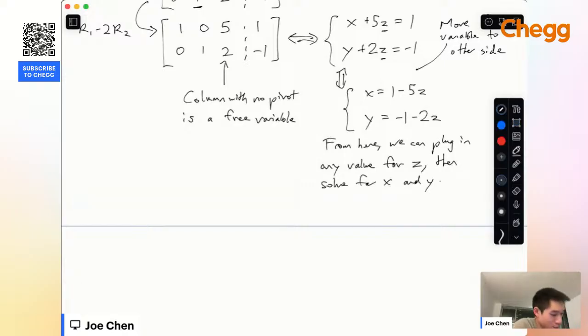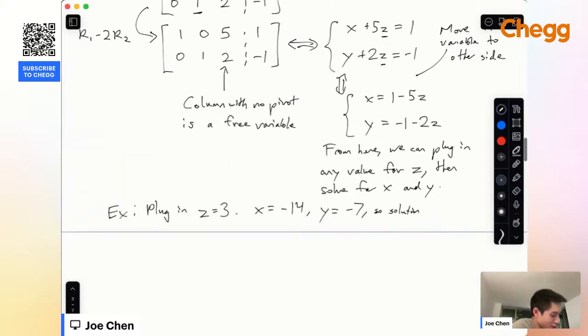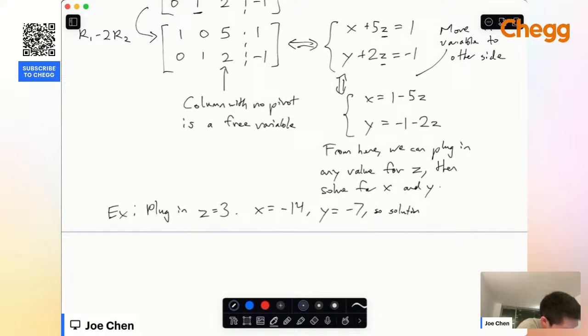So what's an example? Okay, I can plug in, I don't know, let's say z equals 3. Why not? I get x equals 1 minus 15, so minus 14. And y equals minus 1 minus 6 is minus 7. So one solution is minus 14, comma, minus 7, 3.